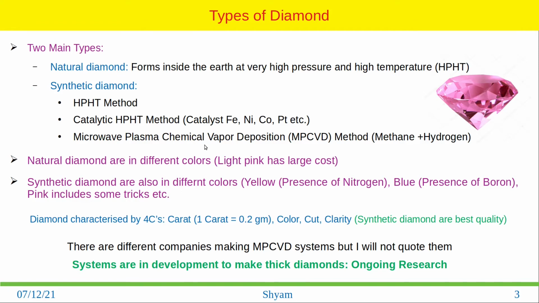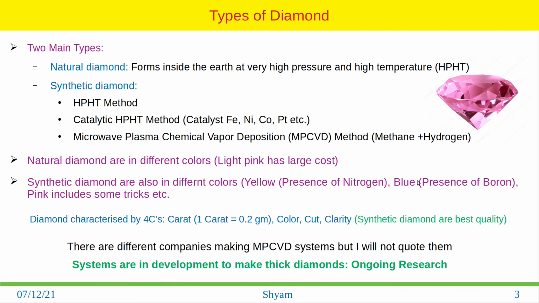The third method is the microwave plasma chemical vapor deposition method, in which we use methane and hydrogen with some concentrations to grow diamond films, or also gem quality diamond. There the composition is a bit different.